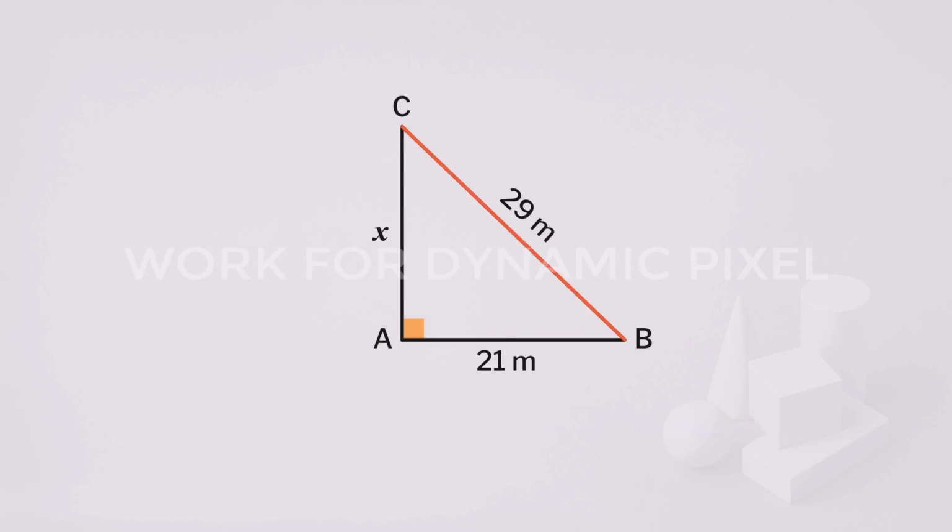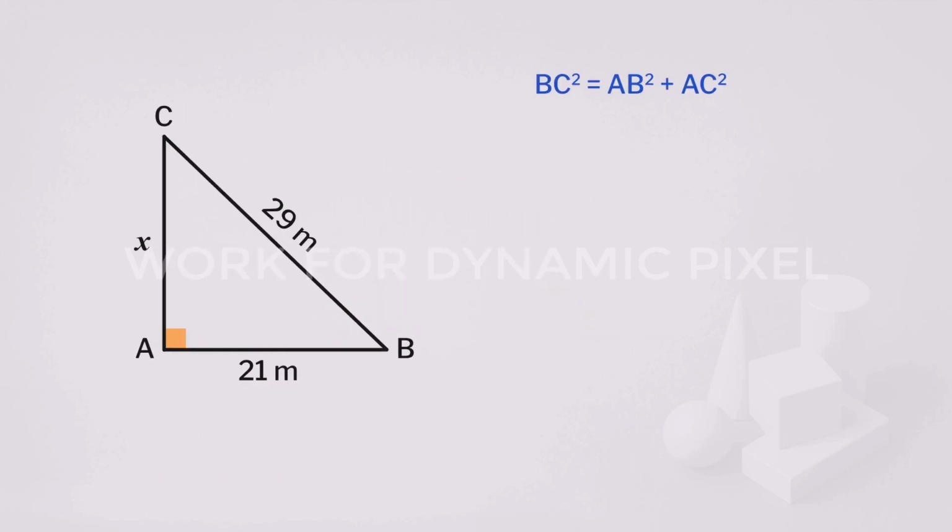Correct. BC is the hypotenuse. So, using Pythagoras property, we can write BC square equals AB square plus AC square. Let's now substitute the value of the length of each side. 29 square equals 21 square plus x square, or 841 equals 441 plus x square.